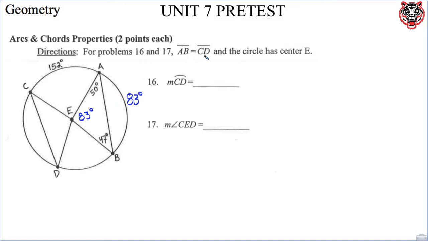And because we know that AB and CD are the same, since this and this are the same given by the problem, we know that this arc and this arc must also be the same. This must also be 83 degrees. So 83 degrees. And measure of angle CED, because this arc length is 83 degrees, this also must be 83 degrees.